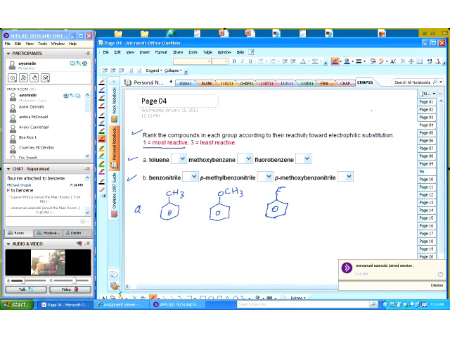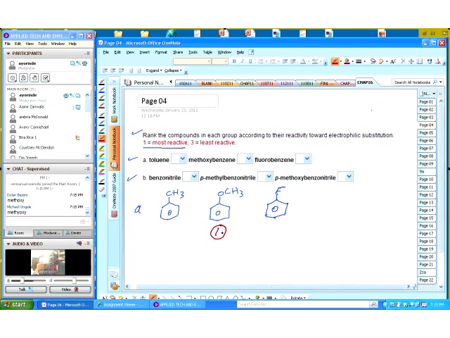Okay, so where is number 1 here? Can anybody tell me which is number 1? Number 1, methoxy. Excellent. Methoxy is a very powerful activating group, so therefore methoxybenzene will be the most active. Now, which will be the next one? Toluene, excellent, number 2. And then, of course, naturally, the fluorobenzene will be number 3. Okay, so that is correct.